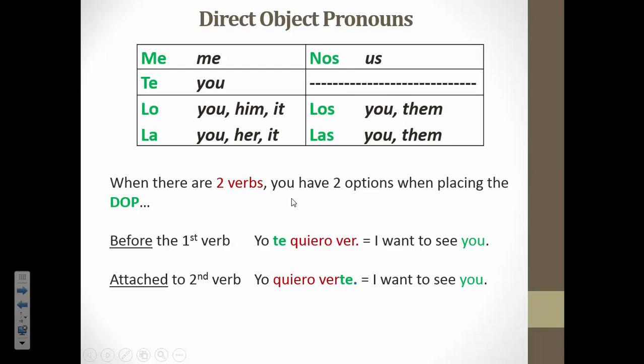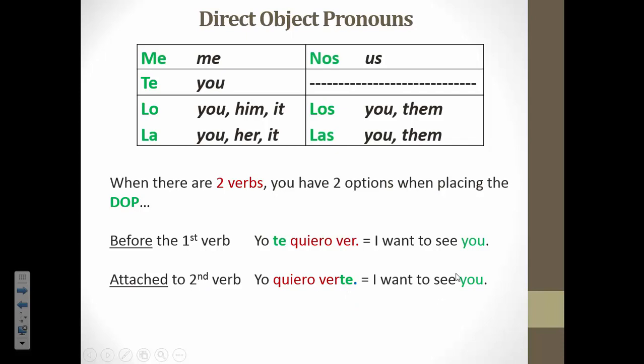Okay, when there are two verbs, you have two options when placing the DOP. So one is before the first verb. You'll see here, just like we did before, yo te quiero ver, I want to see you. Here's our conjugated verb, and our pronoun goes right before. Okay, but there's another option. You can also attach it to the second verb.